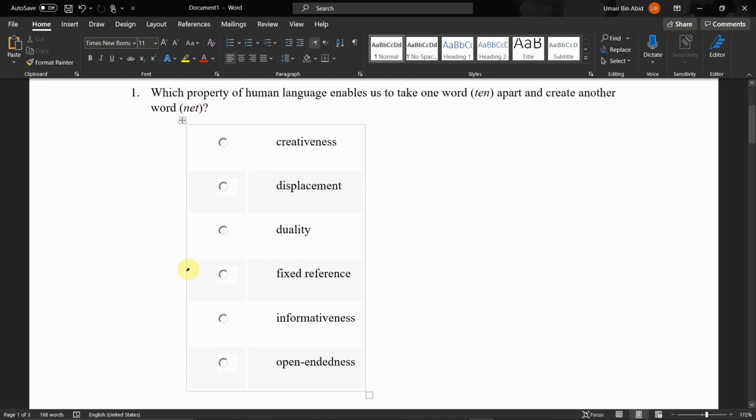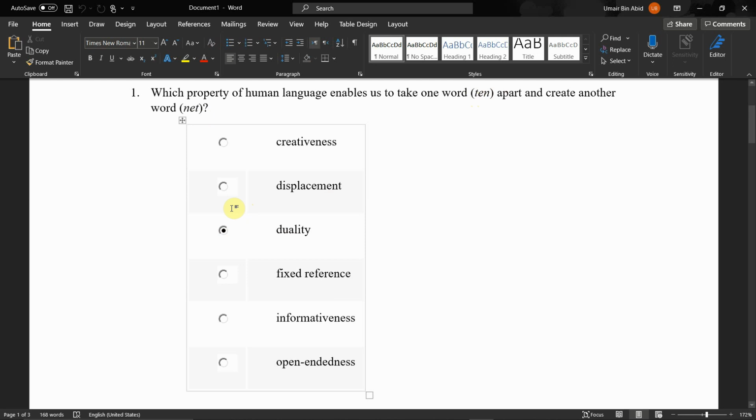So this is actually duality. Duality means that our language is at two levels. At one level we have sounds, and from the combination of sounds we create different words. The sounds are only three: t, e, n. But with these three sounds we are creating different words. So it is duality.